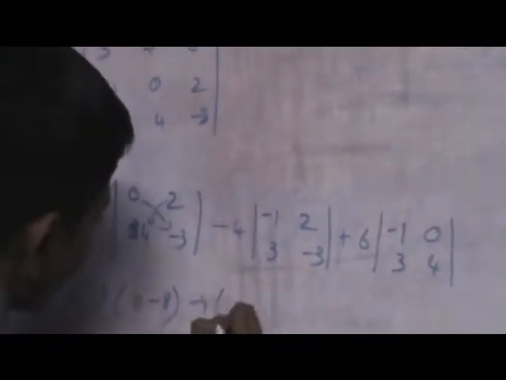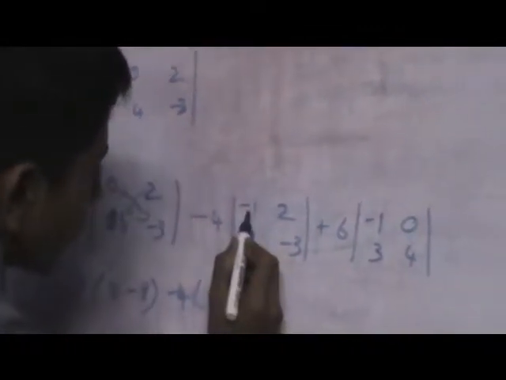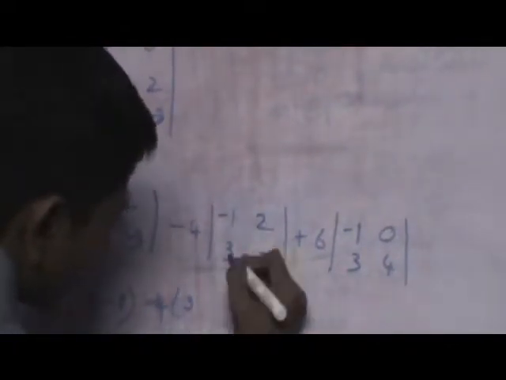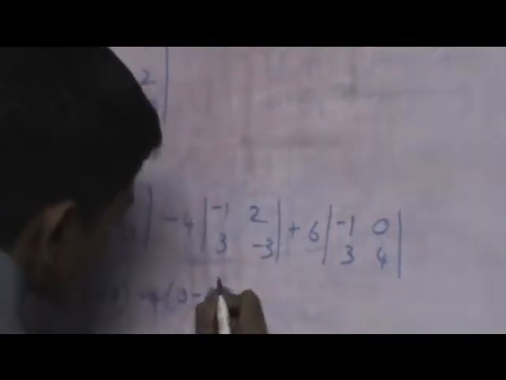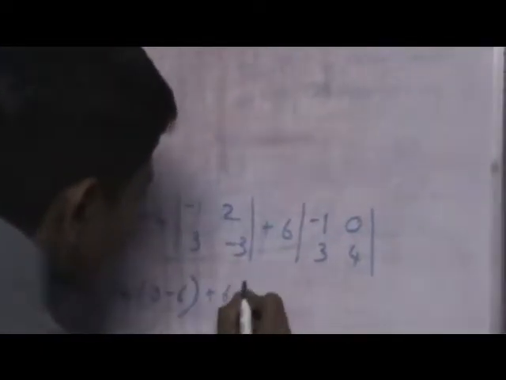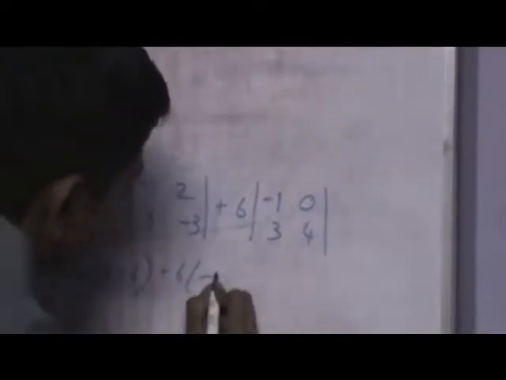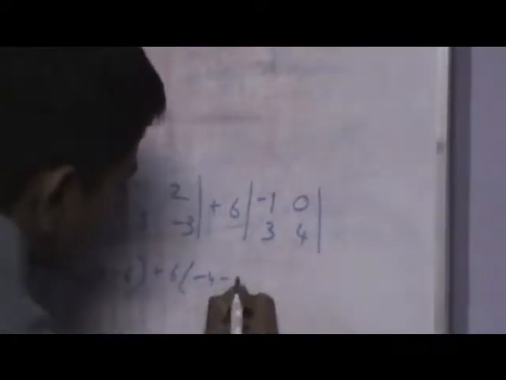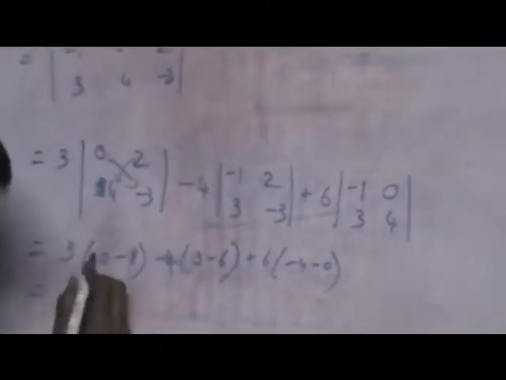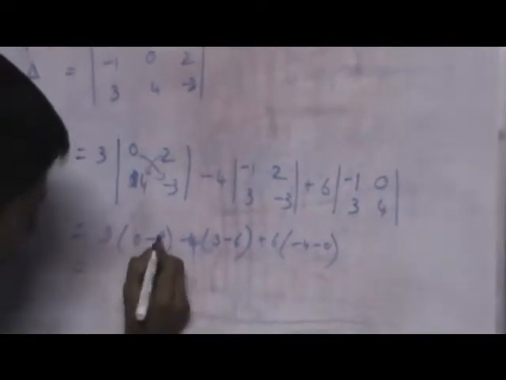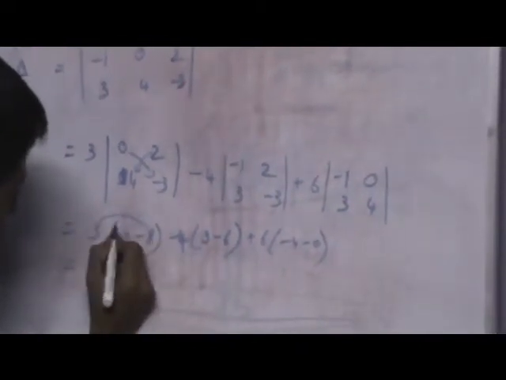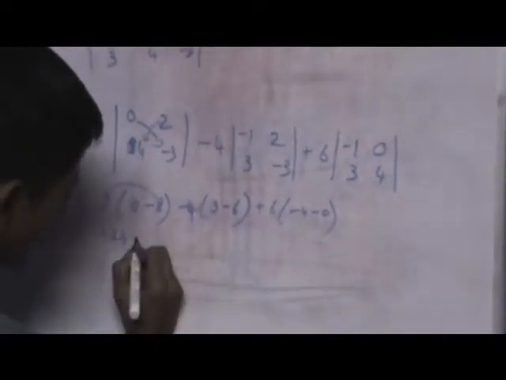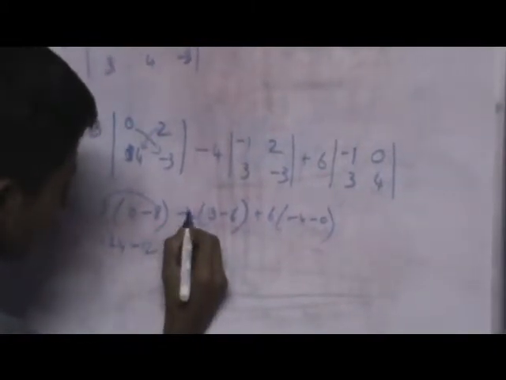Then minus 4 into minus 1 into minus 3 plus 3. 3 into minus of these two, minus 6. And plus 6 into minus 1 into 4 minus 4 of minus into 0 into 3. 0 into any value, 0. Minus 0. Find out the value. 3 zeros are 0, minus, you multiply inside the bracket. 8 3s are 24, minus 24, 4 3s are 12, minus 12, minus 4 into minus 6.